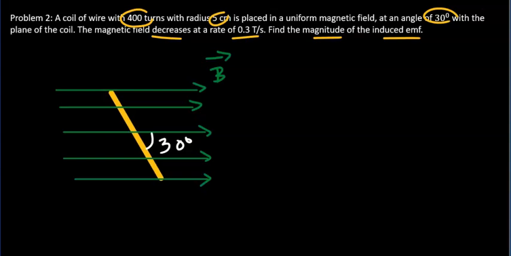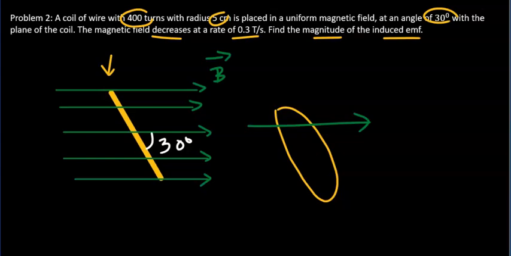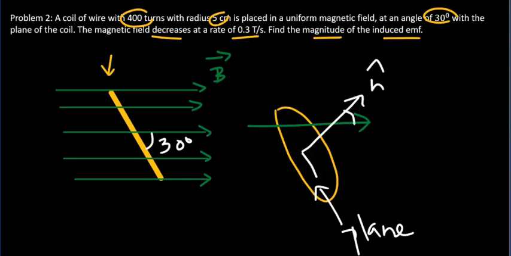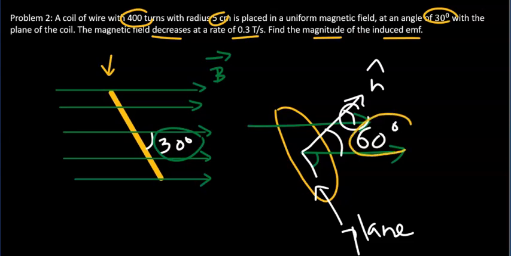Now this is a cross-sectional view of the system. What's happening is that you have a coil like that, and the magnetic field is going like that. So this is the plane of the coil, and the normal vector is going like that. So if this angle is 30 degrees, then that angle, which is also this angle, has got to be 60 degrees. And this is the angle that comes into the expression for the induced EMF.